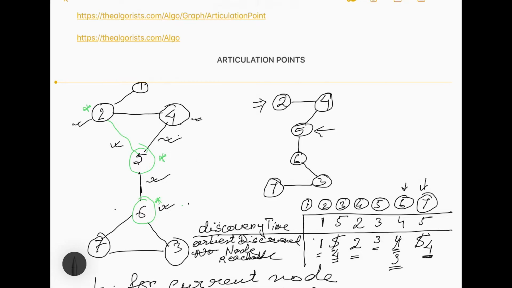So for 5, I would put the earliest discovered node reachable as the node with discovery time 1. And if you also look at the given undirected graph, you can actually reach node 2 from node 5 using just one back edge. So using one back edge, 2 is indeed the earliest discovered node from 5. Now we backtrack to 4.